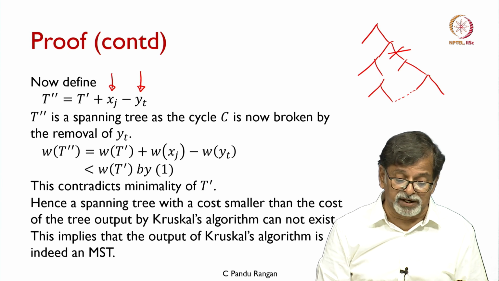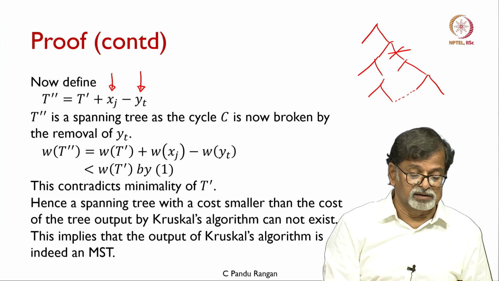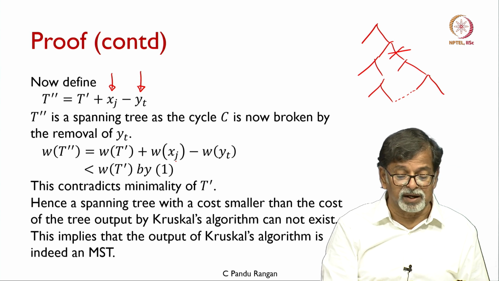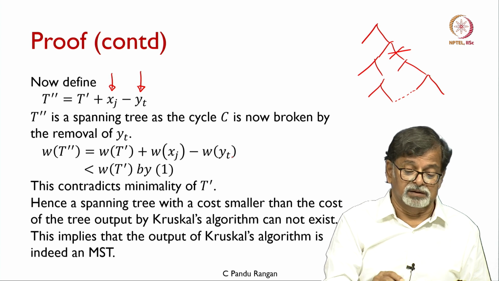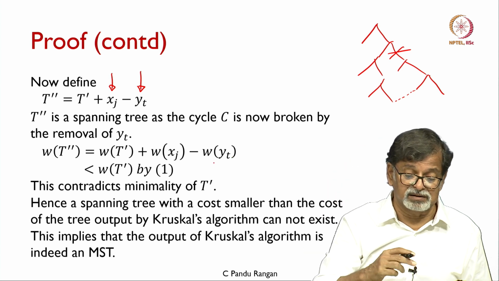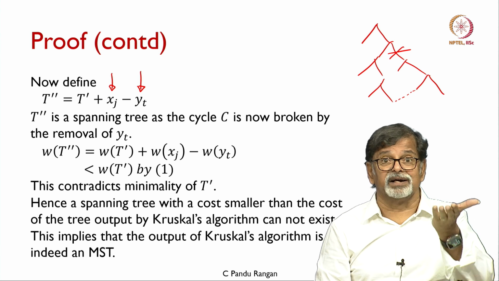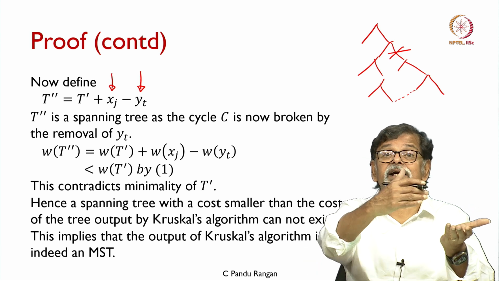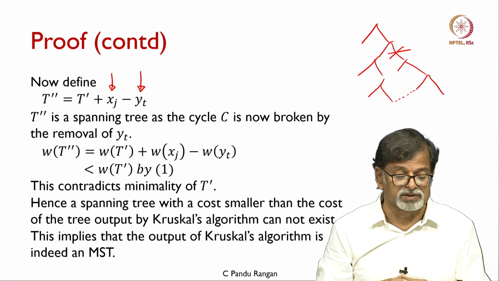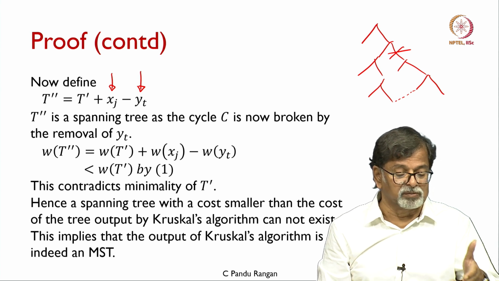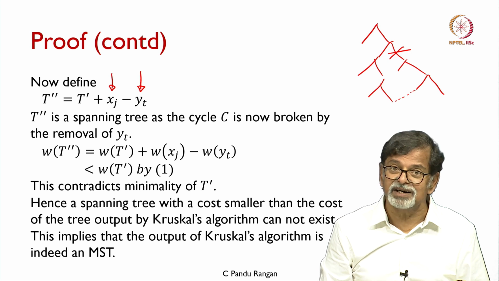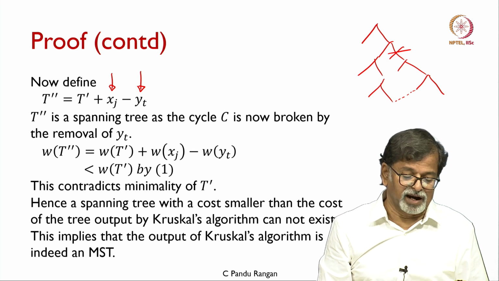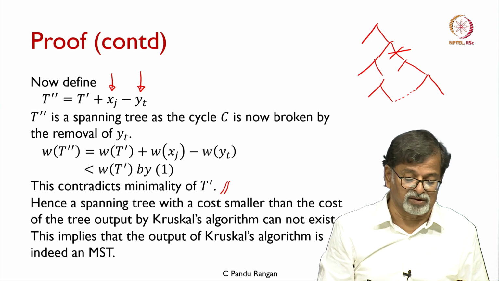What is the cost of T double dash? It is W(T dash) plus W(xj) because you have added this xj, and you have removed yt, therefore minus W(yt). But W(yt) is larger than W(xj). So, you are adding a value and subtracting a bigger value, so the whole thing becomes smaller. Therefore, W(T double dash) is smaller than W(T dash), okay, and this is a contradiction to the minimality of T dash.